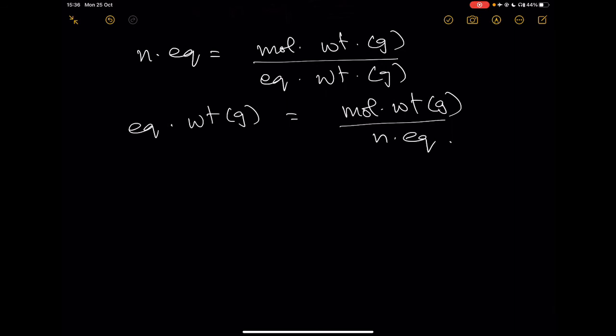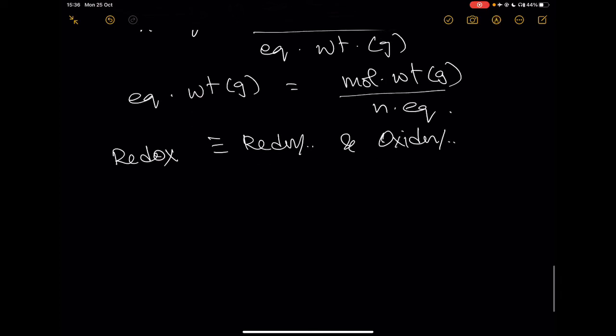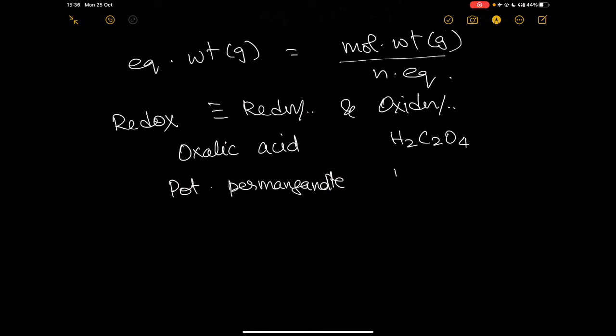Let's take an example of a redox reaction. A redox reaction is one where you have reduction and oxidation happening simultaneously. One of the classic examples I'm sure you have seen several times in your school and probably even practicals that you might end up doing is the reaction between oxalic acid and potassium permanganate. Oxalic acid is H2C2O4. Potassium permanganate is KMnO4. So H2C2O4 looks like this.